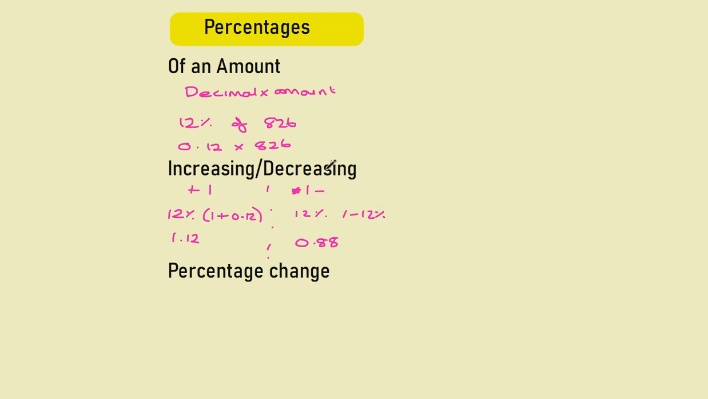So then you just multiply it by the amount. So if I wanted 12% increase of 826, I'd do 1.12 times 826. A decrease of 12%, 0.88 times 826. And your percentage change formula is the difference between the two numbers, divide it by the original and multiply it by 100.